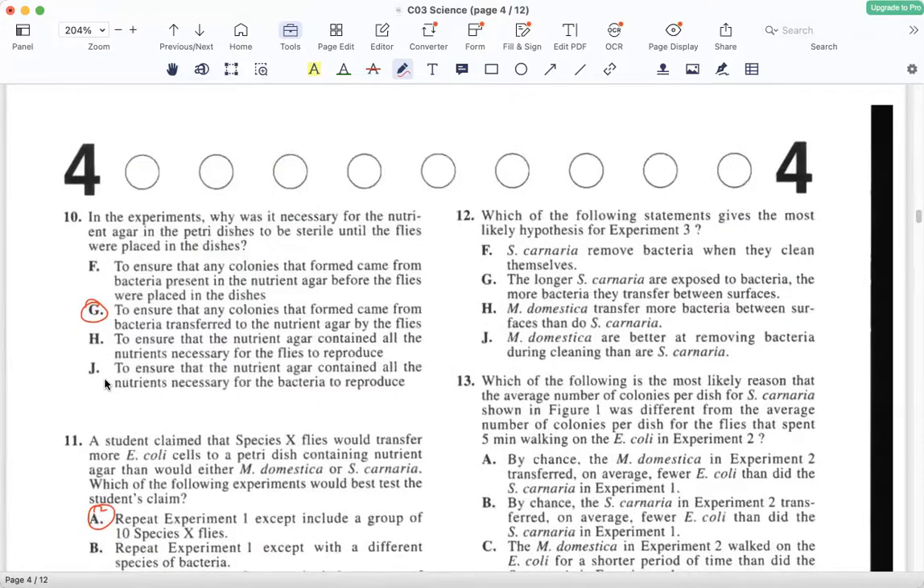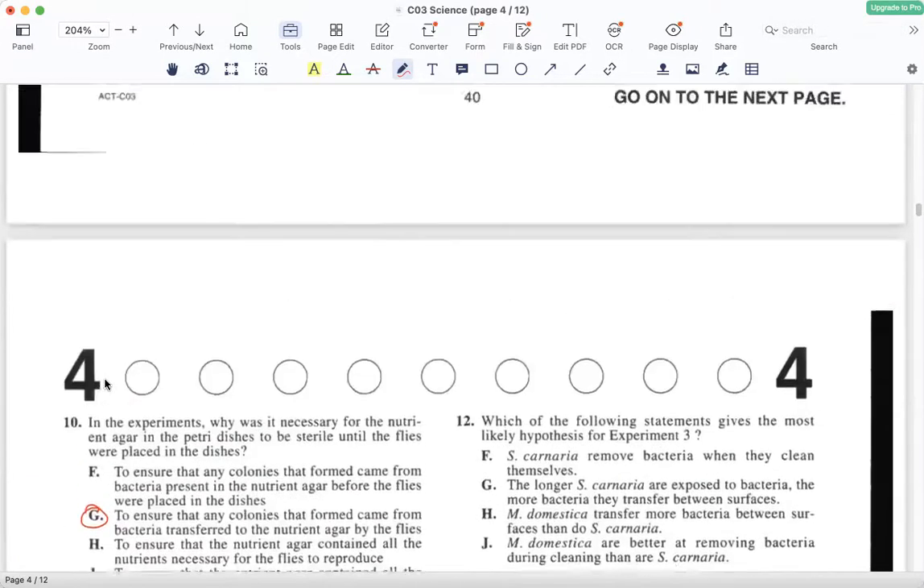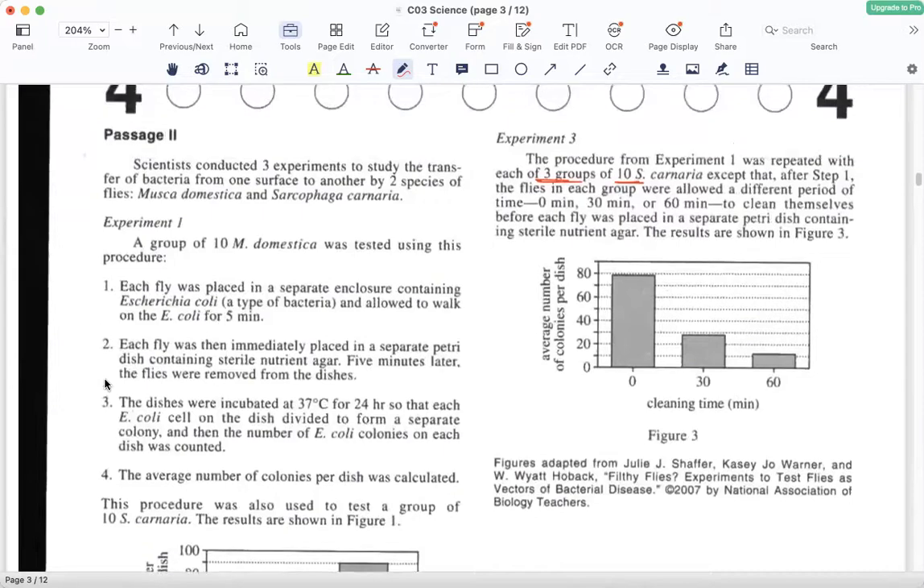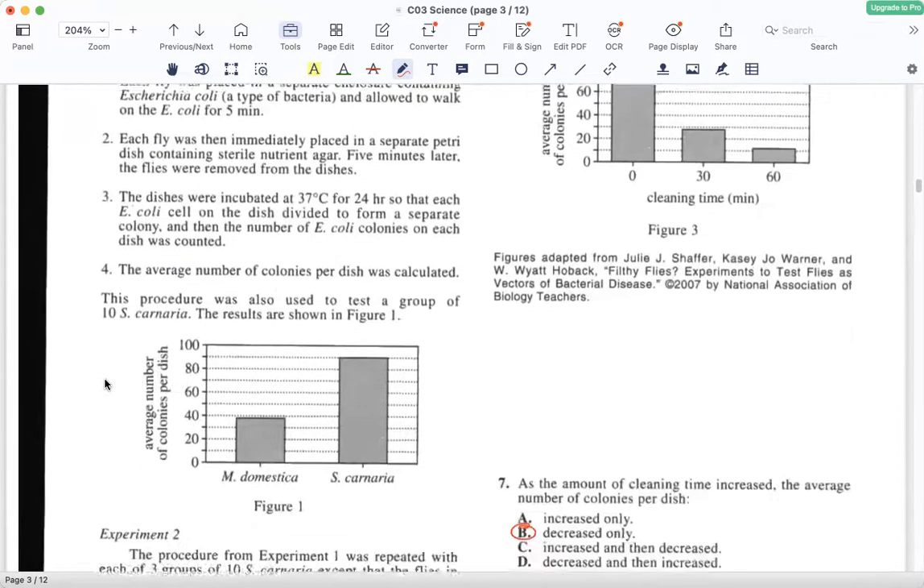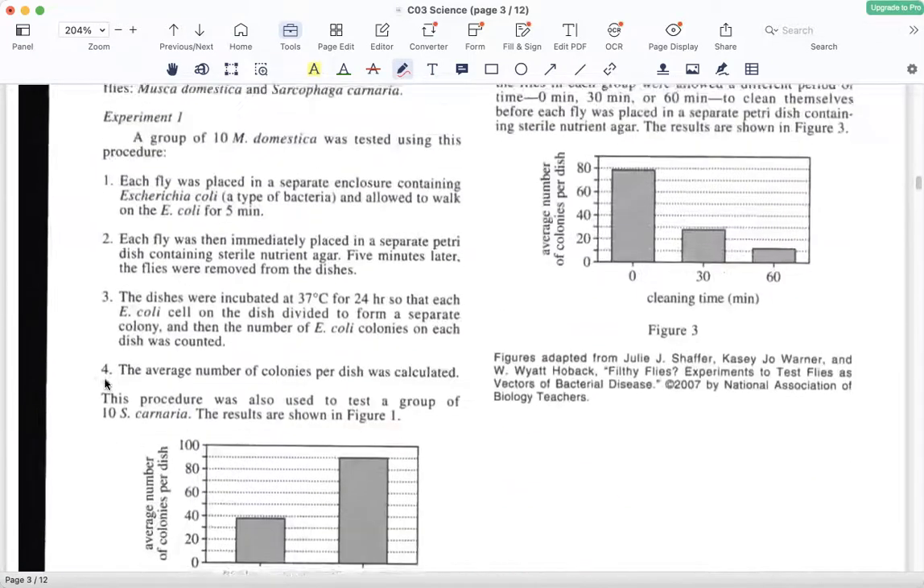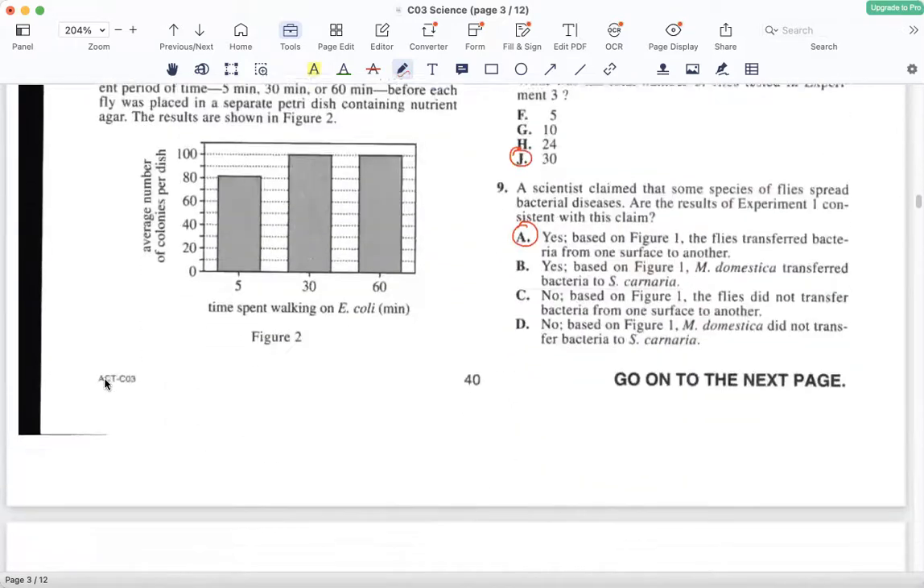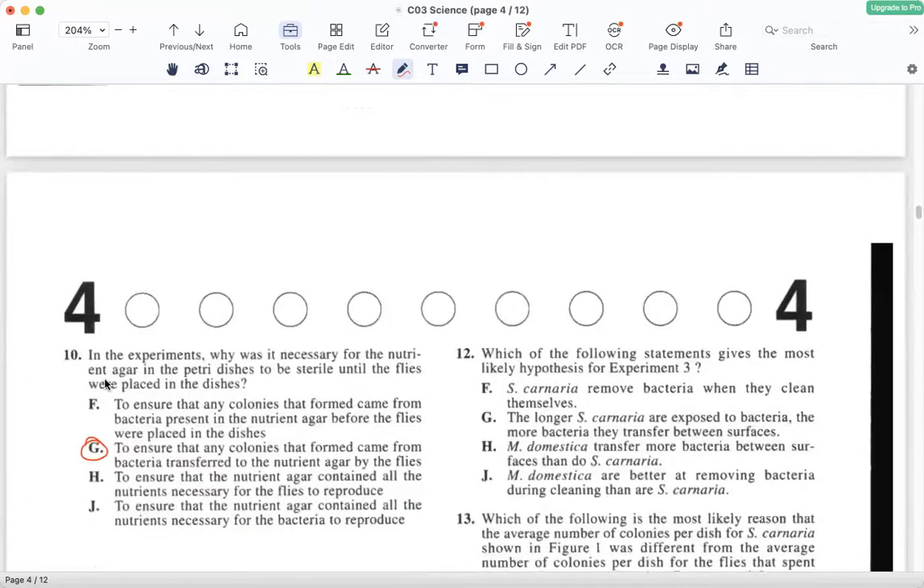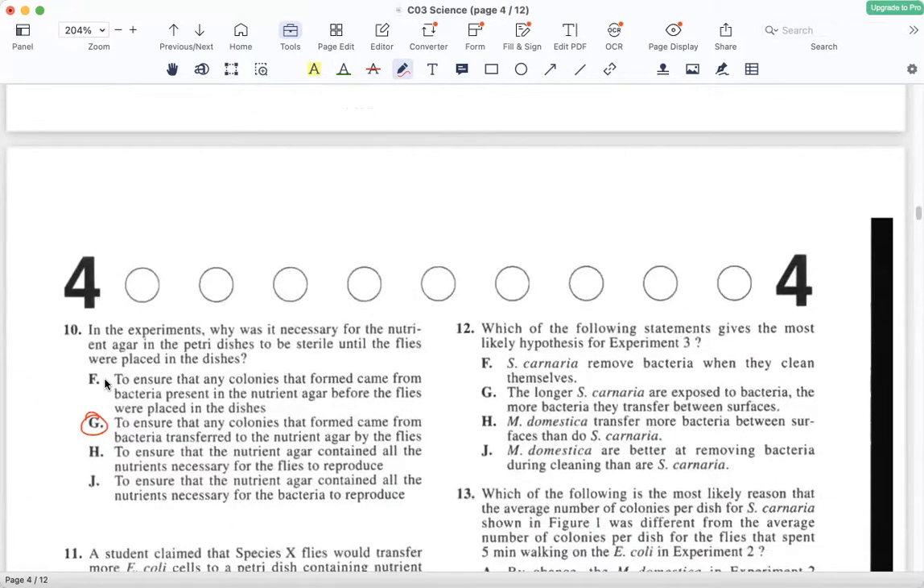Which of the following statements gives the most likely hypothesis for experiment 3? Okay, in which they were allowed to clean themselves. S. carnaria remove bacteria when they clean themselves. The longer they are exposed to bacteria, the more bacteria they transfer. M. domestica transfer more bacteria. M. domestica are better. No, this is just to do with S. carnaria, right? So they remove bacteria when they clean themselves, right? So this has to be F.